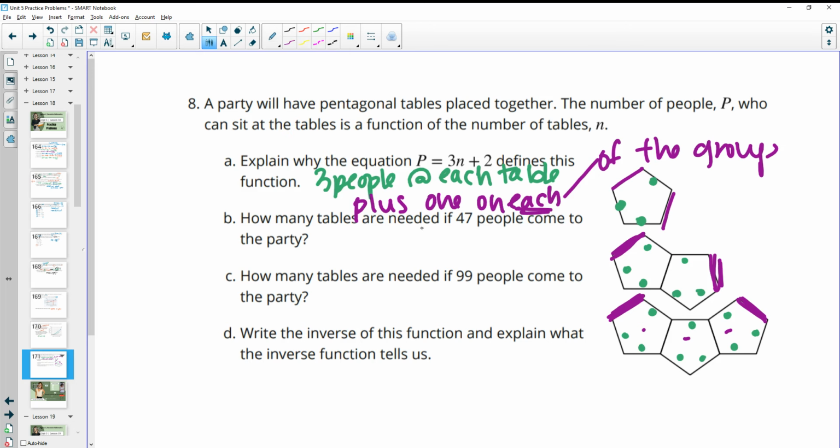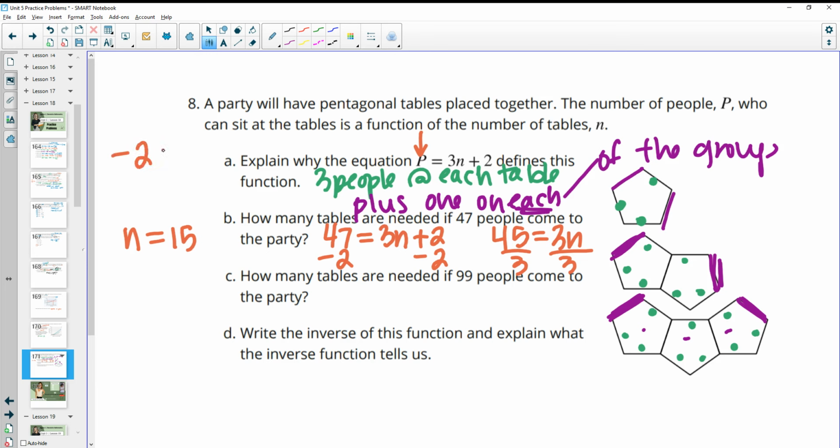For part B, it says how many tables are needed if 47 people come to the party. So 47 is the people, and we have 47 equals 3n plus 2. If we solve this backwards, we subtract 2 to get 45, which is our 3n, and then divide by 3. So we need 15 tables. Since we did 3 times the tables plus 2, working backwards we subtract 2, then divide by 3 to get the number of tables.